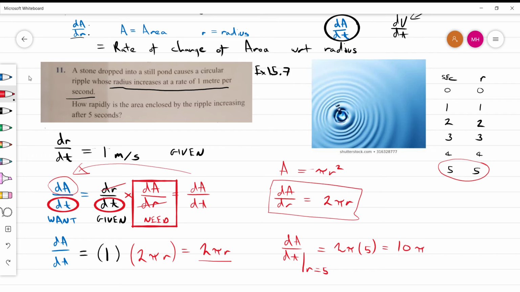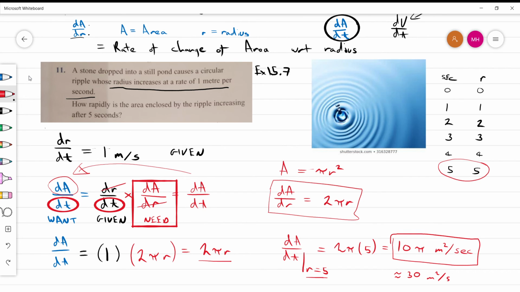Now, what units are we going to use here? Well, it's area, so it has to be centimeters squared or meters squared. In this case, it's meters squared. And is it seconds? Is it minutes? Well, it has to be per second: meters squared per second. So what's happening at 5 seconds? Well, when the radius is 5, the area of the circle is increasing by approximately 10 times 3.14, approximately 30 meters squared per second.